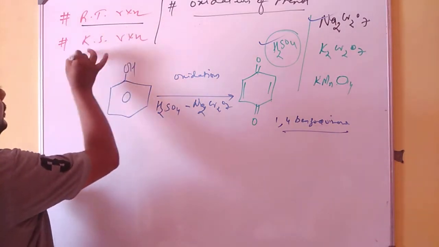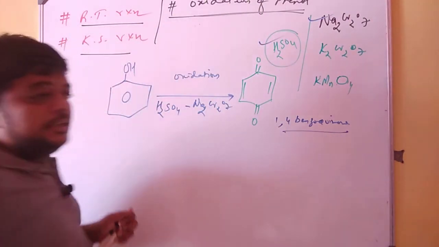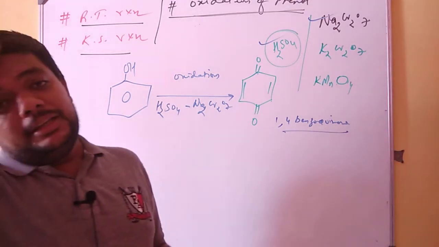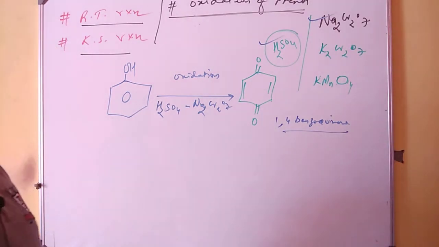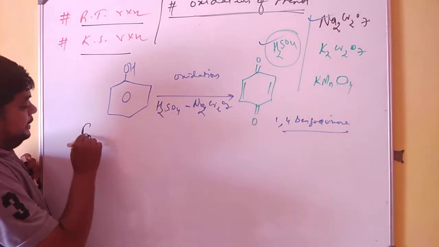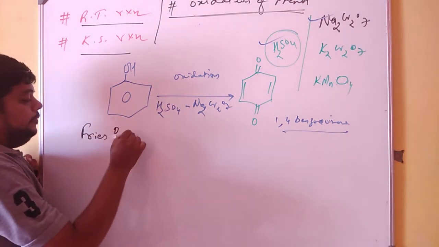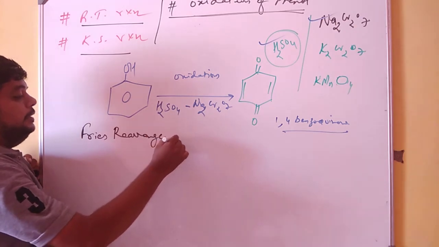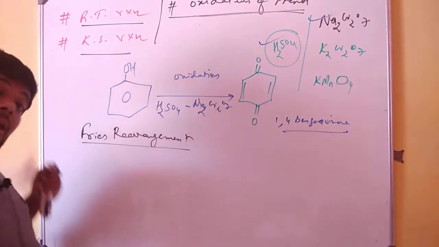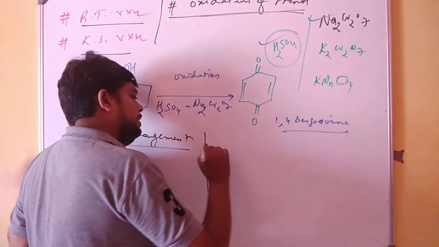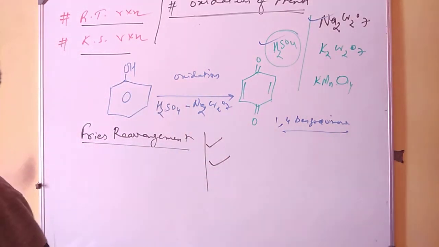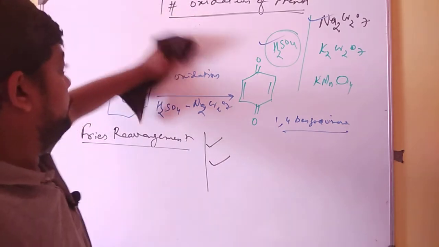So Reimer-Tiemann reaction, Kolbe-Schmitt reaction and oxidation of phenol are the three very important reactions that we have as a part of chemical reactions of phenol. Still, if we think of some unique reactions, we will think of one very popular rearrangement, and that is Fries rearrangement.